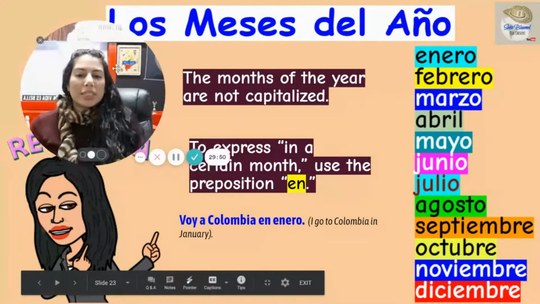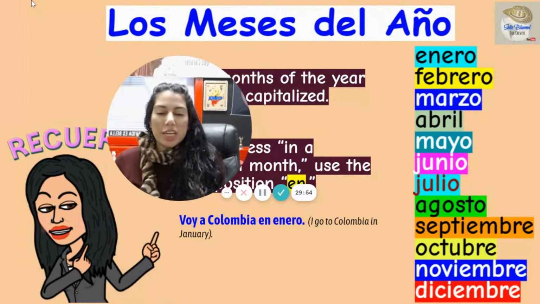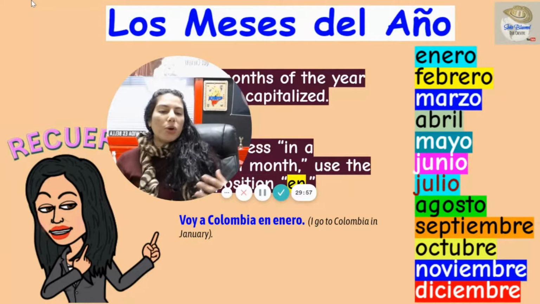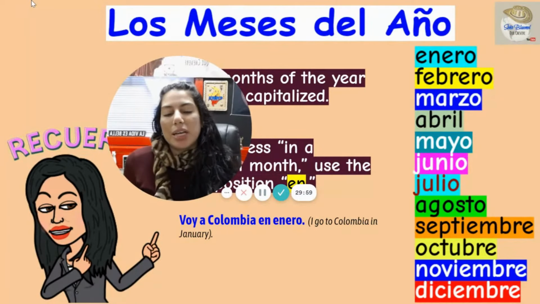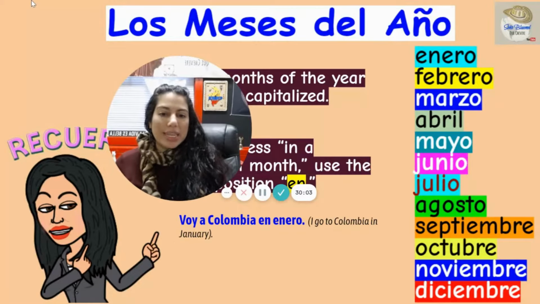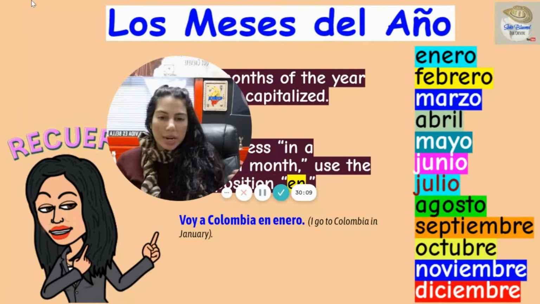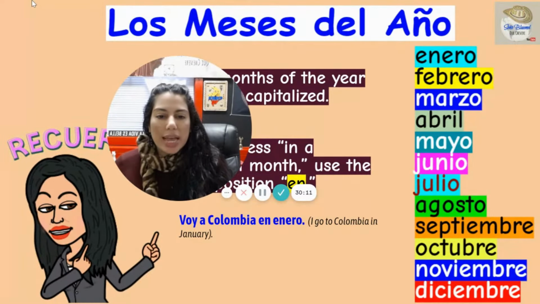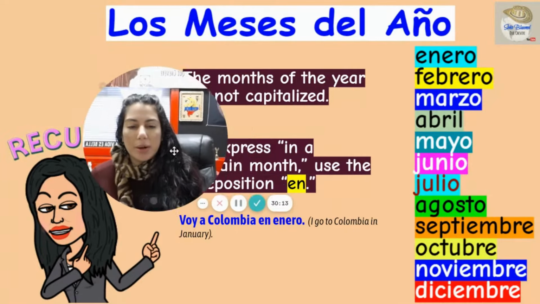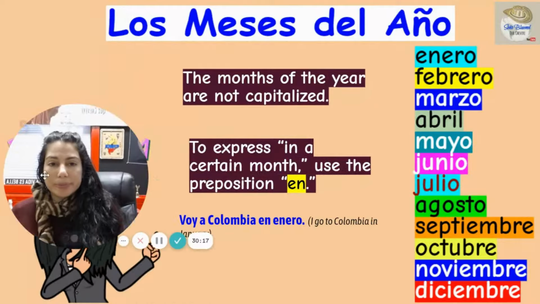And to express in a certain month, use the preposition en. So like if you want to say, I go to Colombia in January, or I go to visit my family in June, you would say en. So voy a Colombia en enero, or voy a Colombia en marzo, or whatever. So use en, just like in English, you use in.